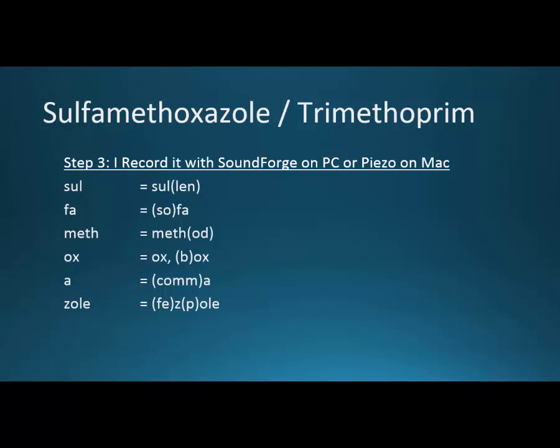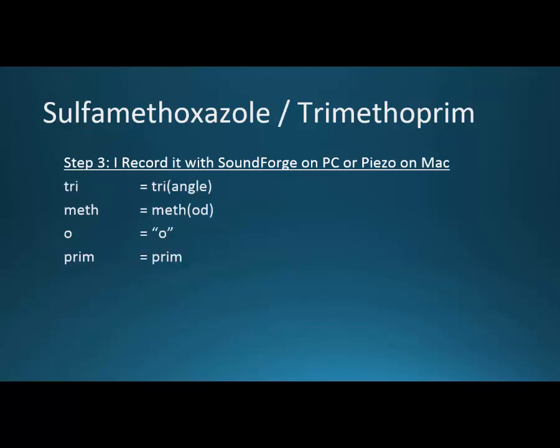But in this case, you could just say sol, fa, meth, ox, zol, if you can pronounce these 6 words. Well, 7. And then same thing here. You know how to pronounce triangle, method, the letter O, and prim like prim and proper. So you just go slowly, tri, meth, O, prim, and then you'll have the sound as well.